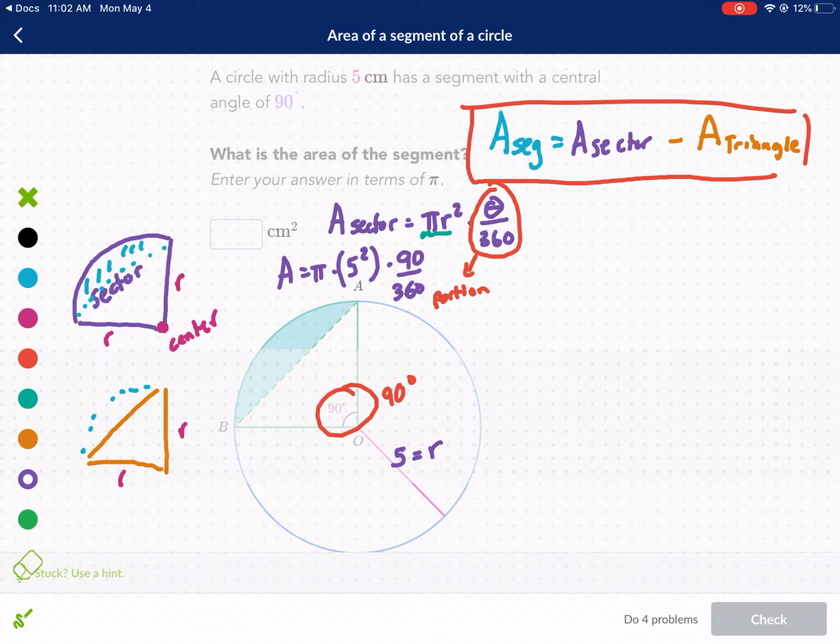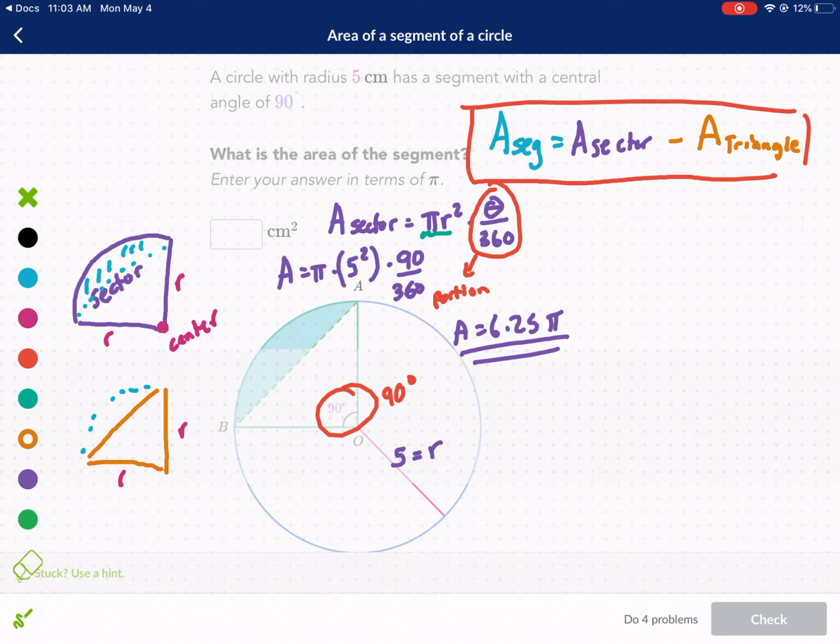So I'm just going to multiply straight across. I have 25 times 90 divided by 360, and I get 6.25, and then I have to tag a pi on there. So I have my first part. First part is good to go. Now I need to find the area of the triangle.